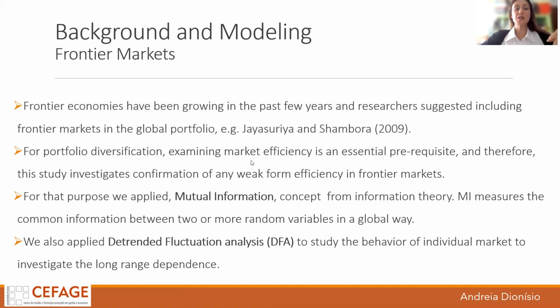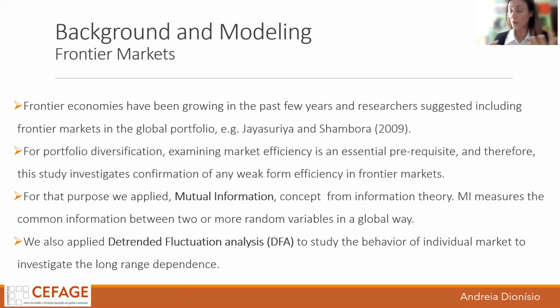So frontier economies have been growing in the past few years. So to include these frontier markets in the global portfolio can be good for diversification effects. We want to really understand if those markets are or are not efficient. So we try to not use only a linear approach. We want to use a robust approach. This kind of market is a small market, with low trading and low volumes. So we want to really let the data speak for itself.